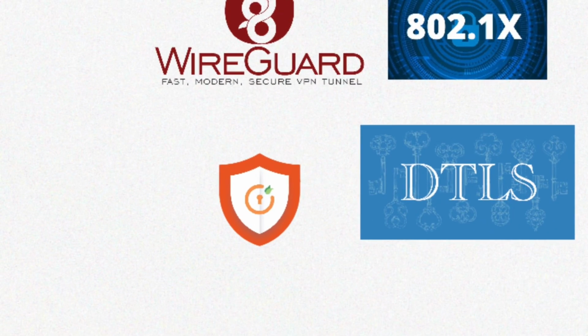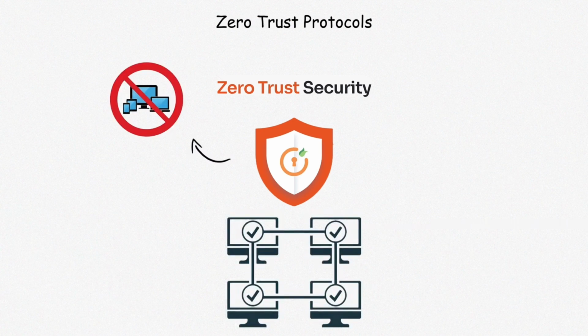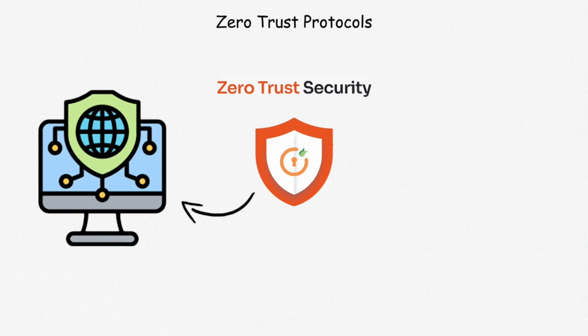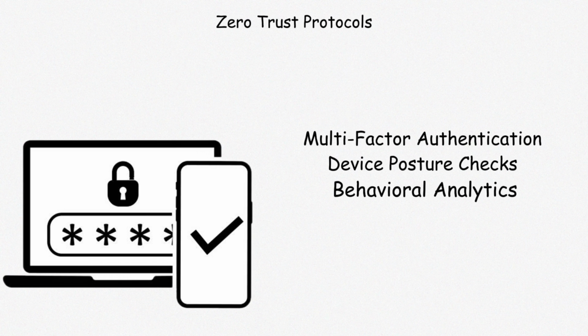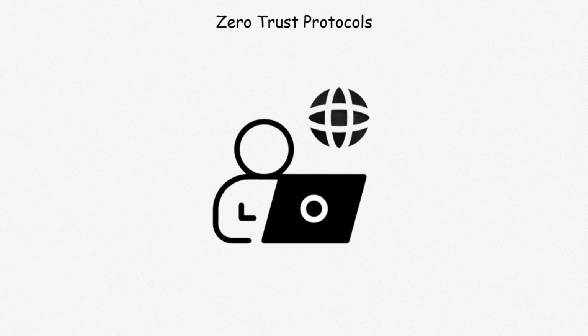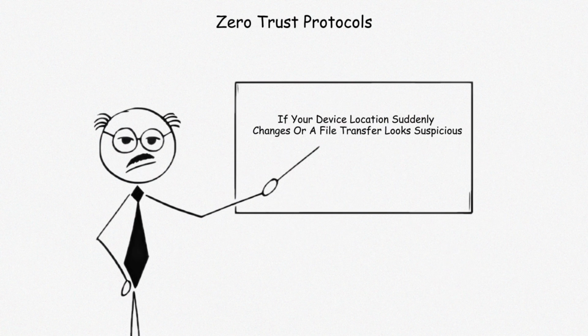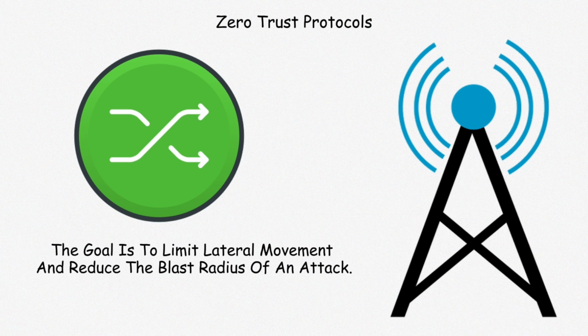Zero Trust Protocols. Zero Trust is a security philosophy that's now being applied in protocol design. It assumes no device or user should be trusted by default, even inside the network. Protocols supporting Zero Trust enforce continuous verification. That includes multi-factor authentication, device posture checks, and behavioral analytics. For example, instead of just checking credentials when a user logs in at 9 a.m., a Zero Trust protocol might keep verifying every few minutes. If your device location suddenly changes or a file transfer looks suspicious, it can cut access immediately. The goal is to limit lateral movement and reduce the blast radius of an attack.